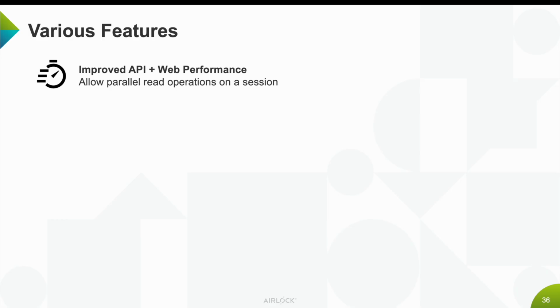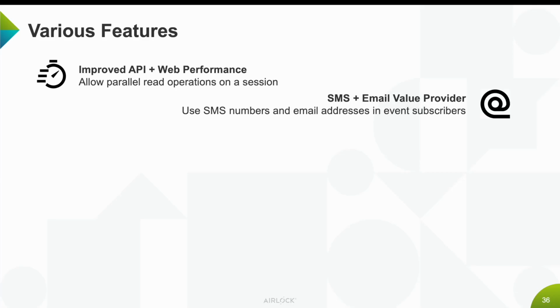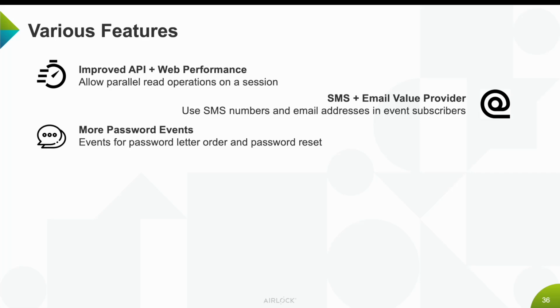We have improved the API performance, the REST API performance, and thus also the web application performance by allowing parallel read operations on a session. The new SMS and email value providers allow you to use a user's mobile phone numbers and email addresses in event subscribers. There are new password-related events. One is emitted if a password letter is ordered, and the other is emitted if a password reset is performed.